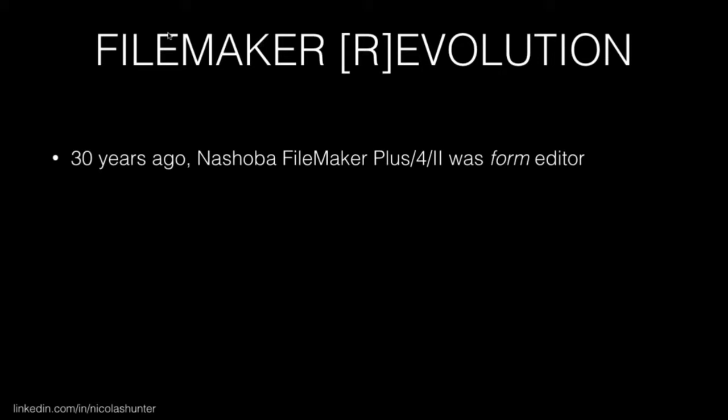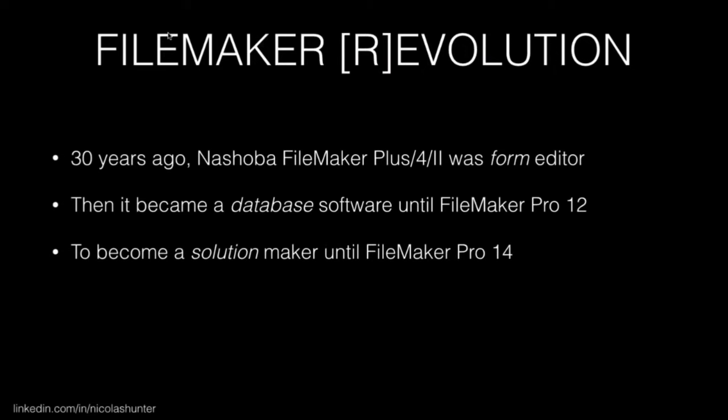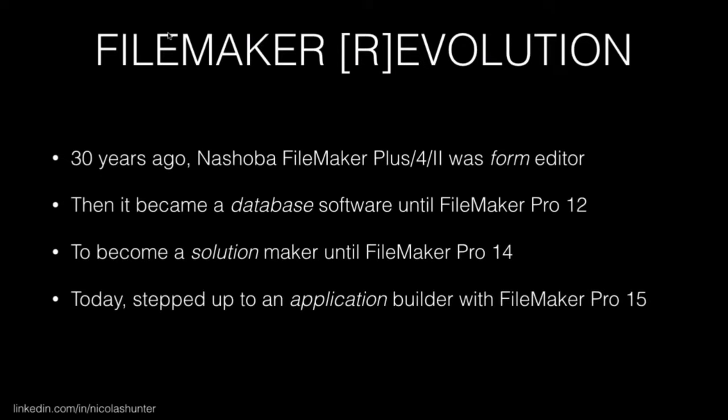Something popped up is that 30 years ago, Nashoba FileMaker Plus and Claris FileMaker was a form editor that was written in the box. Then it became database software. That was FileMaker 4, FileMaker 5, until FileMaker Pro 12, we were speaking about databases. Then it became a solution maker. Until FileMaker Pro 14, we were talking about FileMaker solutions. And then with FileMaker 15, it stepped up to an application builder.